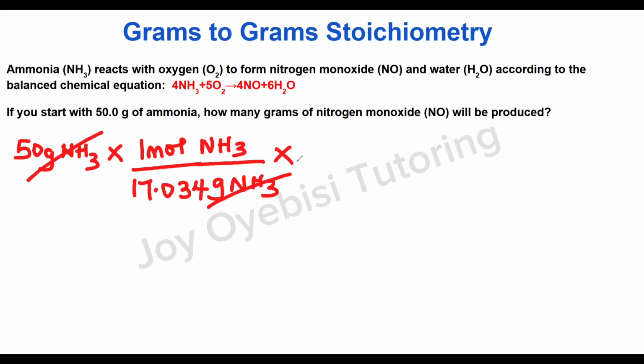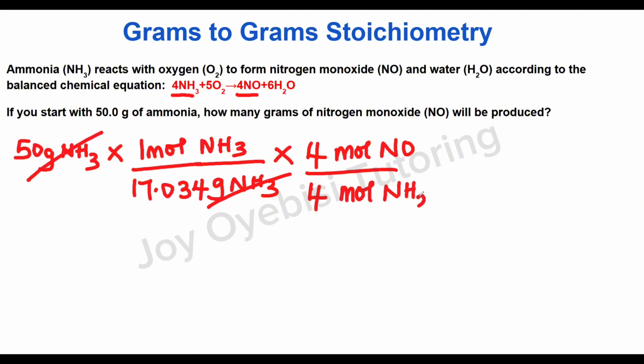Step 2, convert this mole ammonia to moles of the unknown, the nitrogen monoxide, okay? And to do that, we need the mole ratios in the balanced equation. We have 4 moles of ammonia against 4 moles of NO. The 4 moles of NO would be on top, and the 4 moles of ammonia will be placed as the denominator. Reason is we want these two to cancel out, so they must be on opposite direction.